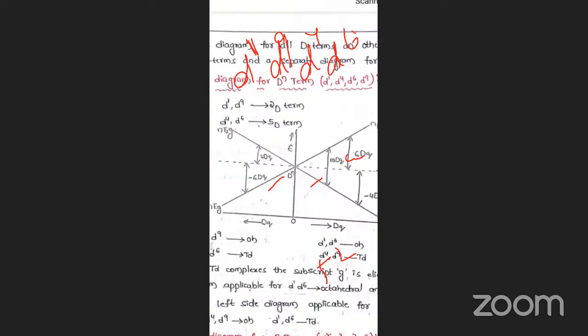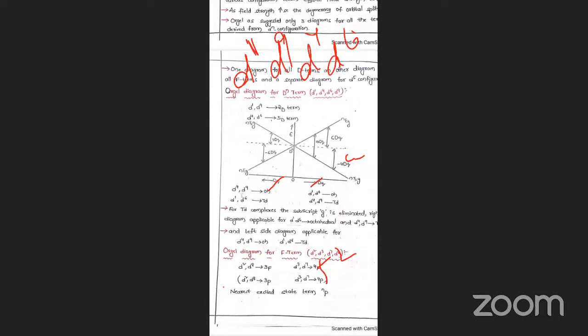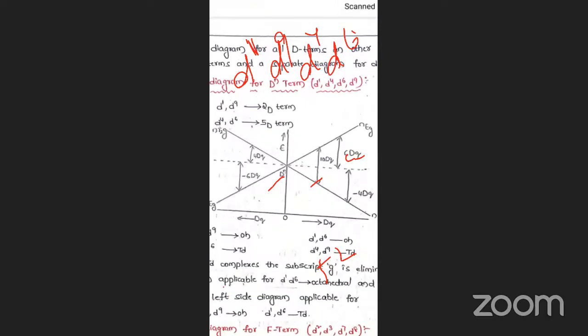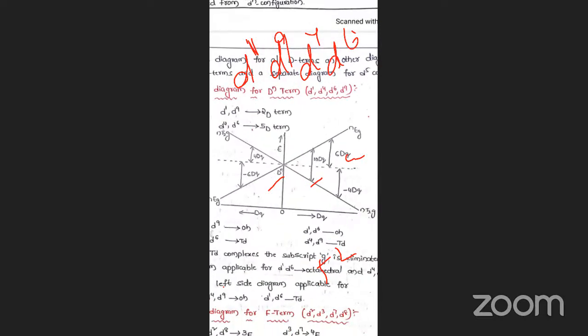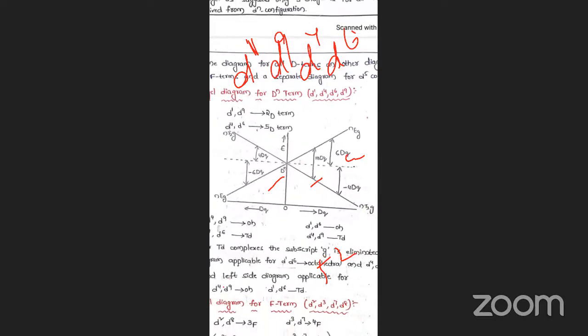Based on these configurations, Orgel plots one diagram. The diagram is the Orgel diagram for the D term. How can you draw the diagram? Okay, observe here. Just wait, I will explain that.